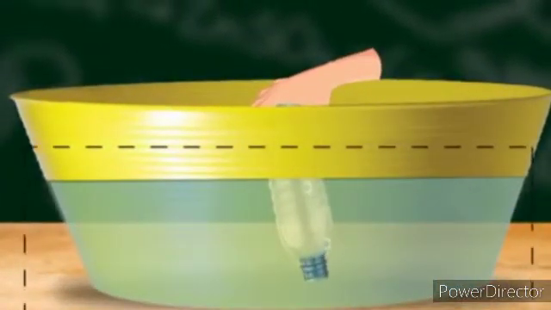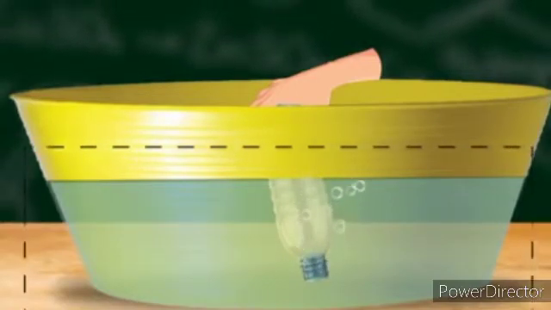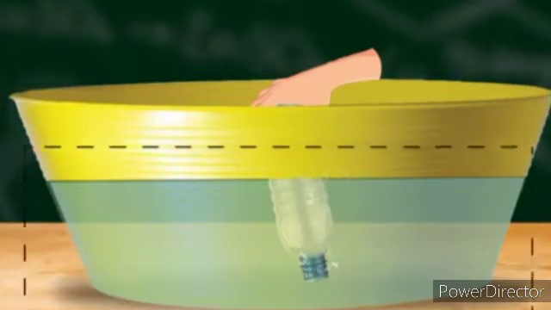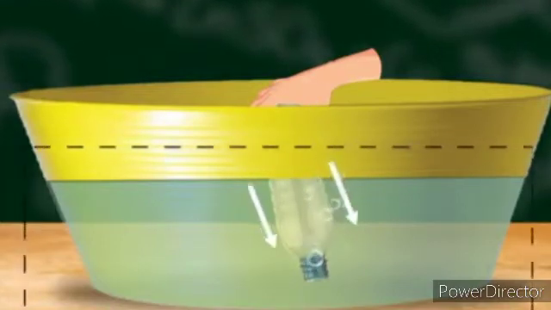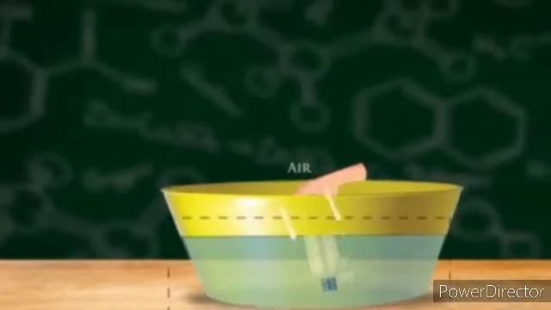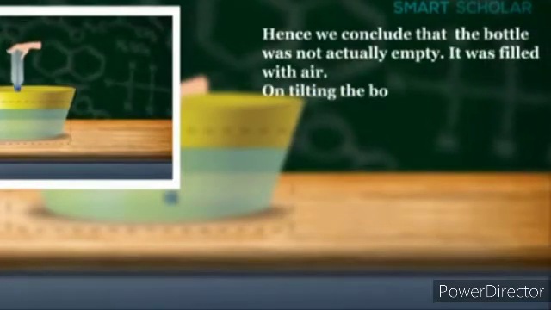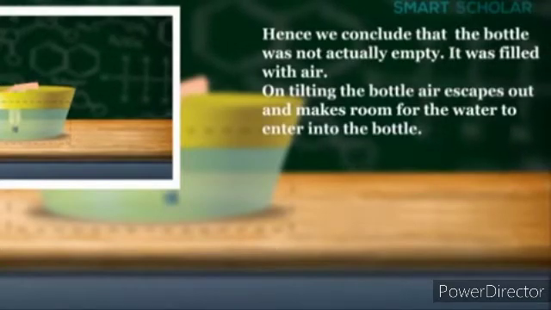Now tilt the bottle slightly. We see bubbles coming out from the bottle. That is, the air is coming out from the bottle and water starts entering the bottle. Water displaces the air. From this experiment, we conclude that the bottle was not actually empty. It was filled with air. On tilting the bottle, air escapes out and makes room for the water to enter into the bottle.